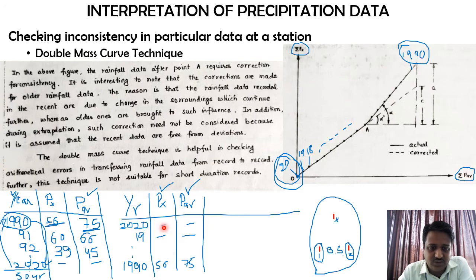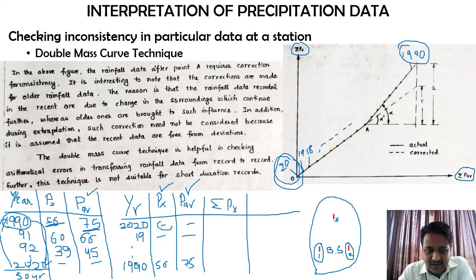So, what rainfall data has been collected from station X as well as from the base stations has been mentioned over here. Now for this, the next column we are going to have is sigma px. What does sigma px indicate to you? It is nothing but the cumulative value of px, starting with the first value of px.